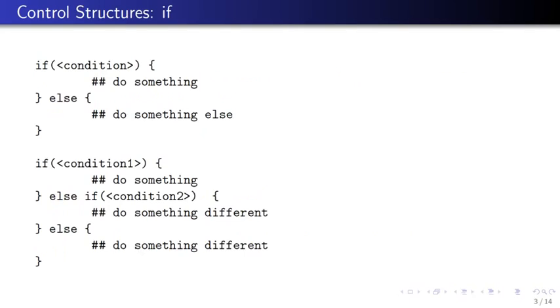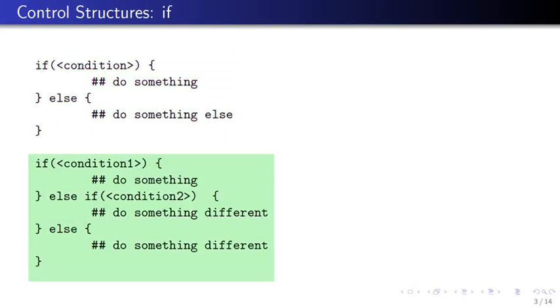So the first structure is if. The if combined with else allows you to test logical conditions and to let the R program do something, depending on whether or not that condition is true or false. So if the condition is true, then you do something, else you do something else. That's a typical kind of construct. The else part is optional, so you could just have an if statement to do something if something is true. But you can have the else part if you want to do something alternatively.